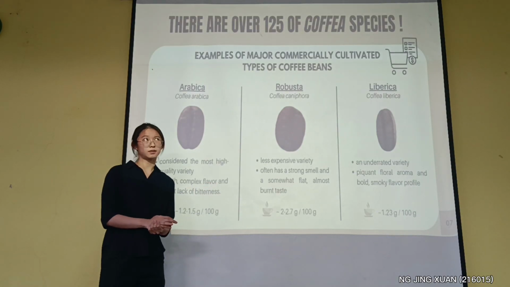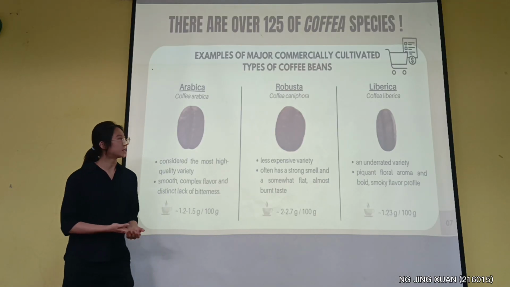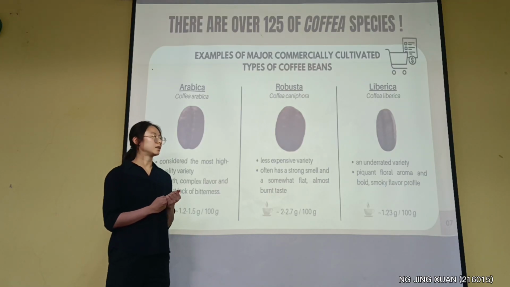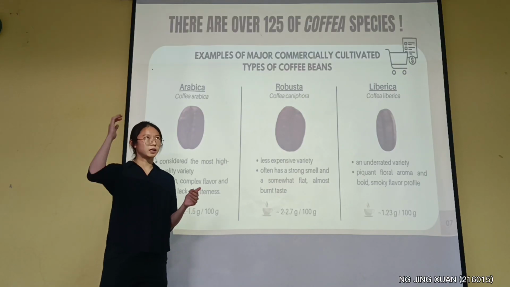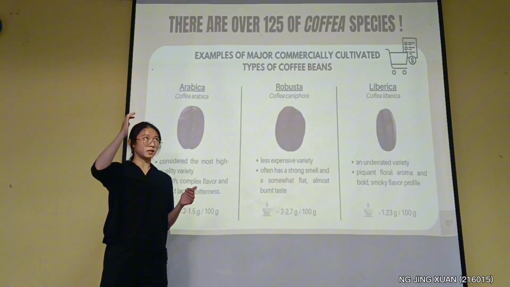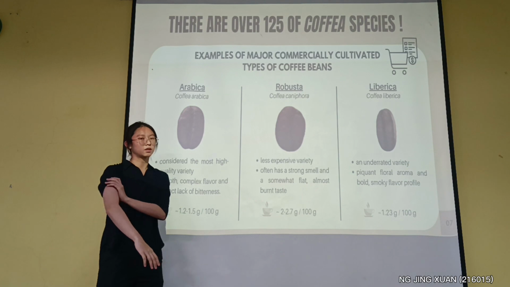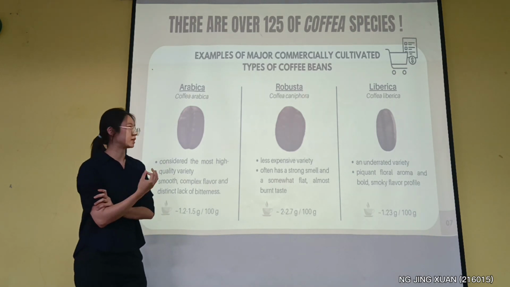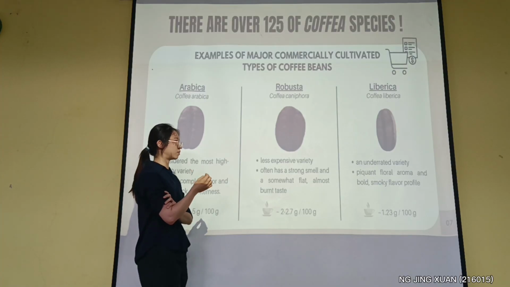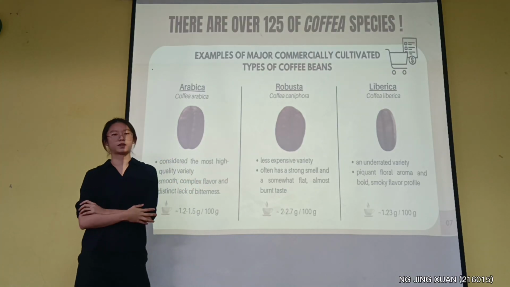Last but not least is Liberica. We can also call it the Malaysian underdog, okay, because it is planted in Malaysia, in Johor, where we can find it, but it's not really internationally sold or commercialized, and it's also because it's very unique. It has a cool floral aroma with a bold smoky flavor.